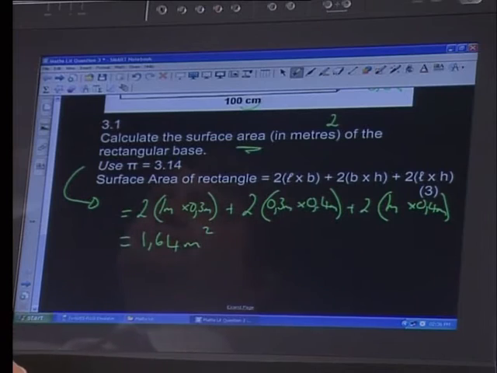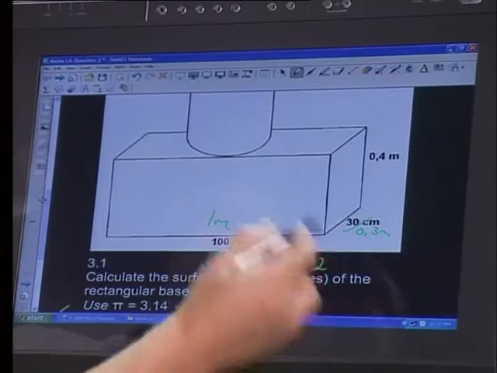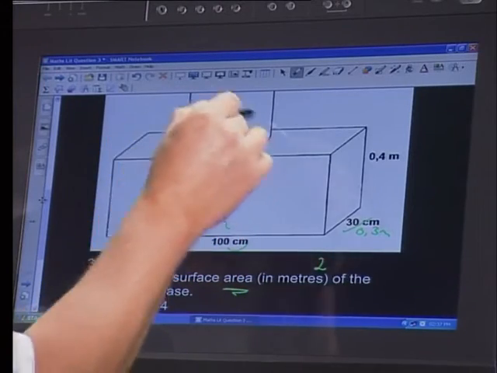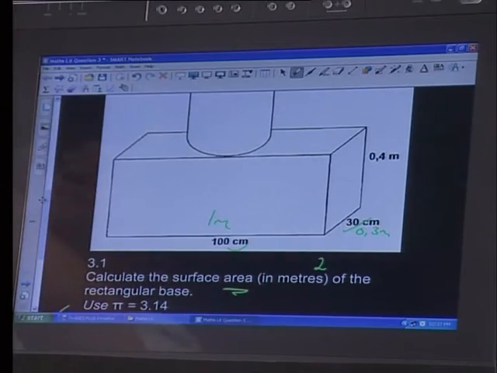Are we happy? But we haven't finished, because that's the surface area of this whole box, including the area that my cone is sitting on top. And I don't want to include that area. I want to pretend that that is not part of the surface area of my box. I've got a box, I cut a hole in it and shoved a cone, or cylinder, inside it. So let's take that out.